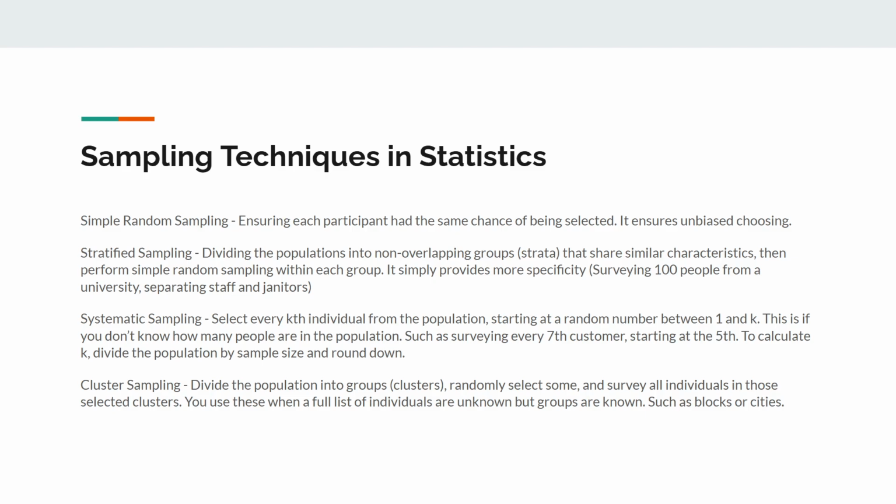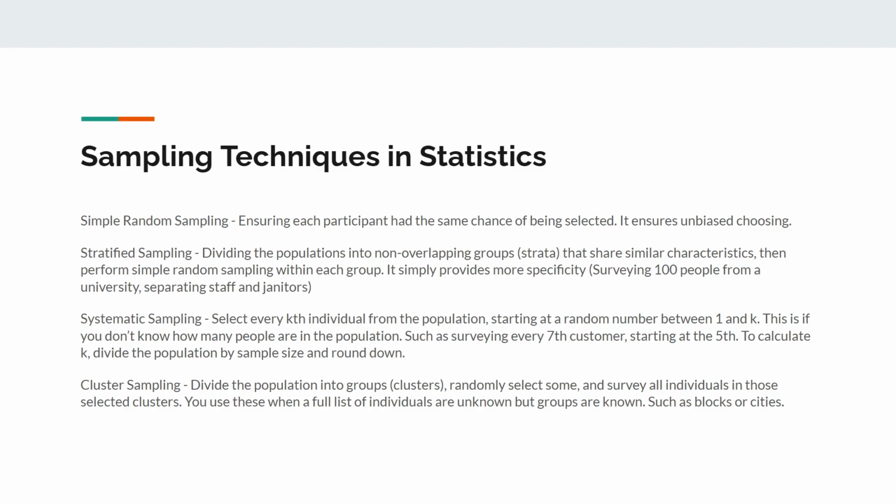We're not too sure how that works, but the sample size times k is equal to the population, because that's every few people, and then you round down. So that's how that works.